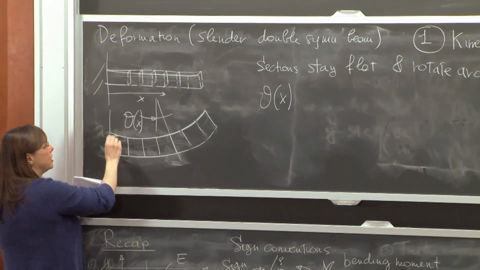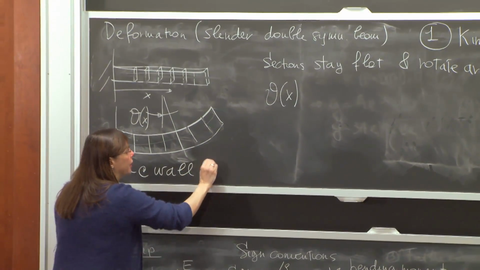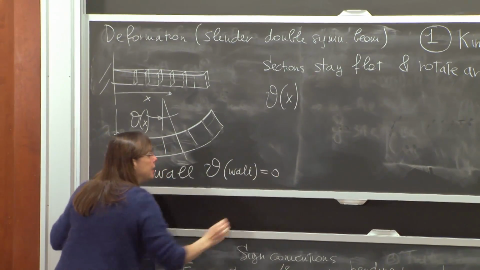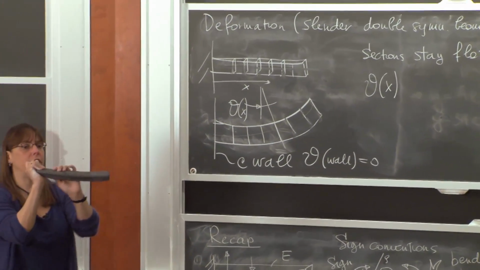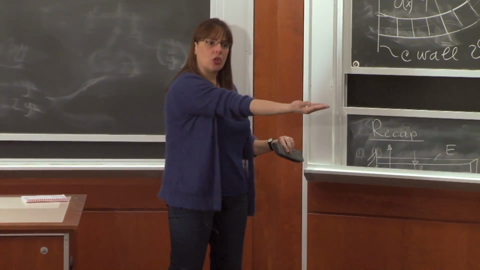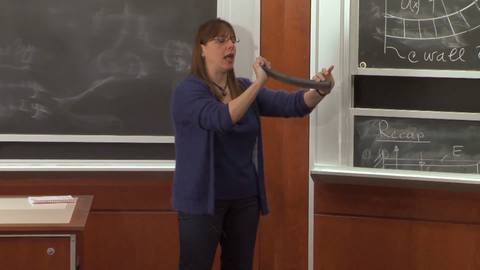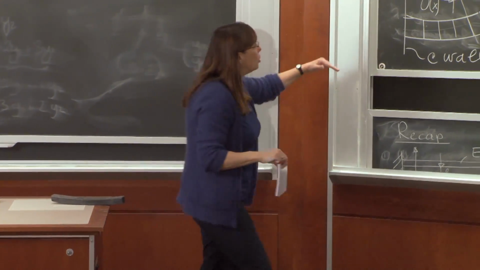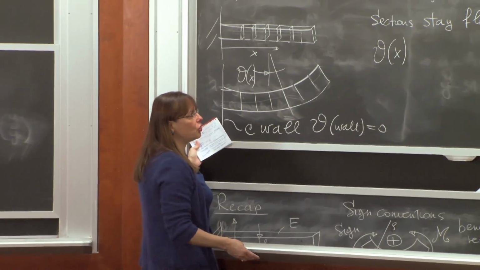So here, for instance, at the wall, theta at the wall is 0, because the beam is stuck into the wall, and the wall does not let the beam rotate. The same way as the rotation in torsion was 0 at the wall, here at the wall I prevent the beam from rotating. At the wall, the rotation is 0. But then the rotation changes with x, and is defined by this function theta of x.